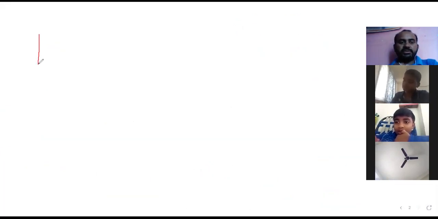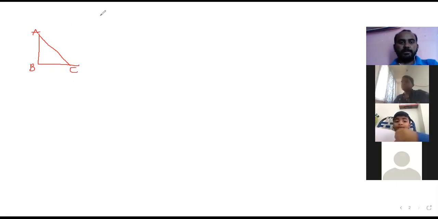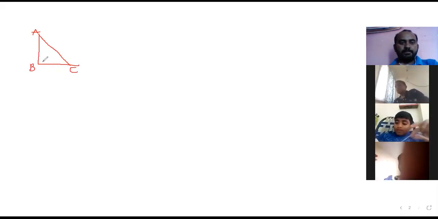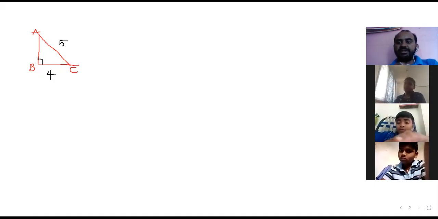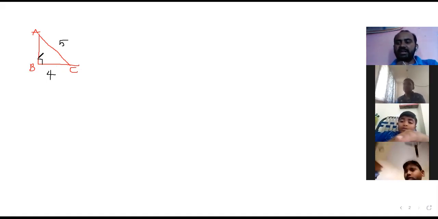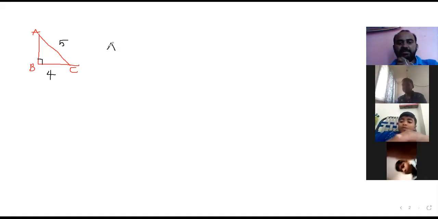Those who are facing difficulty, you can look at it here. Those who are able to do it, you carry on. This is 5 and this is 4. What is our formula? This is a right angle triangle. This is 90 degree, this symbol is the right angle symbol. So I can apply Pythagoras law. Write the Pythagoras law first.